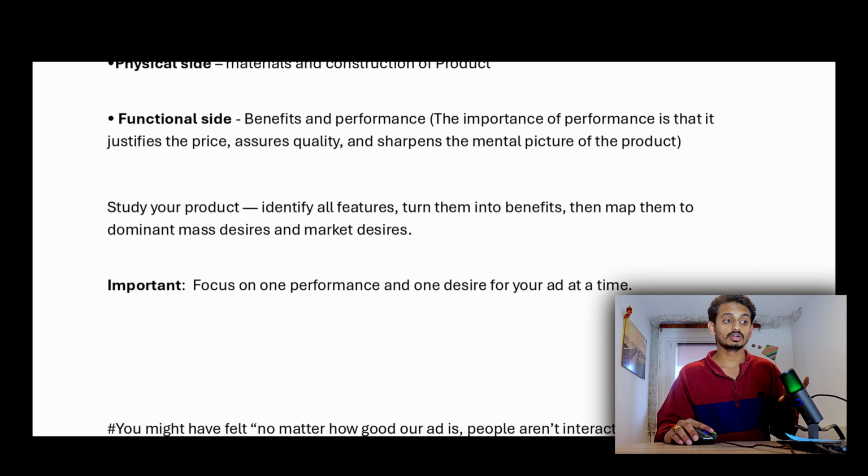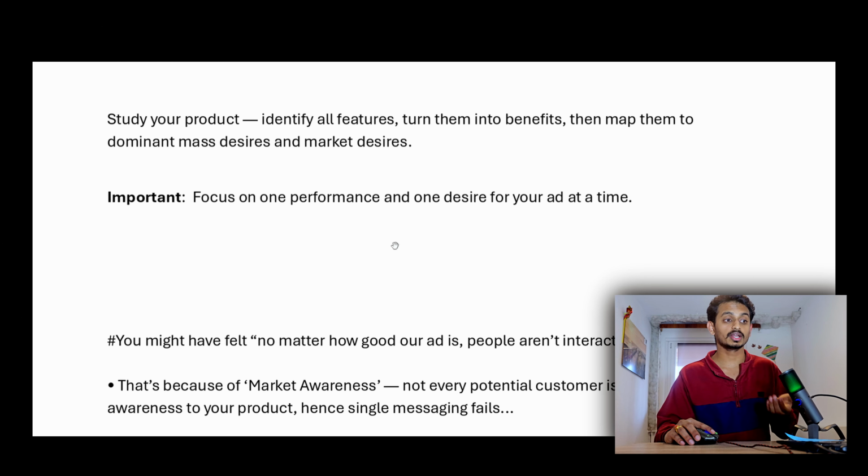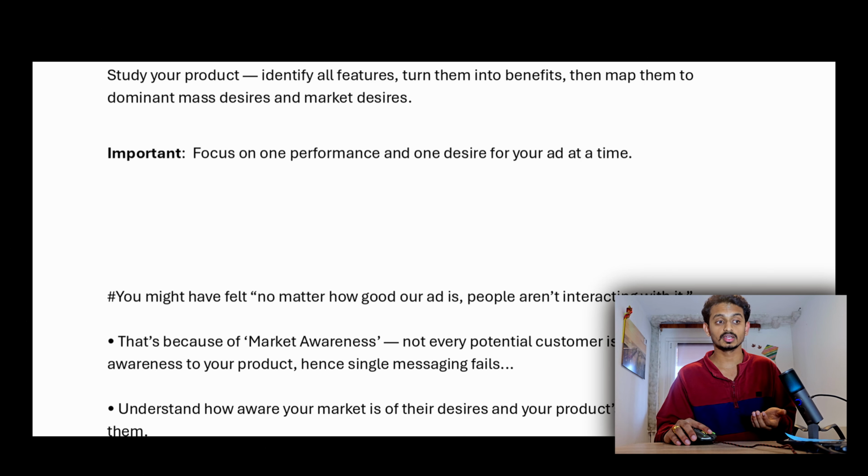One more important thing to focus on here is one performance and one desire for your ad at a time. Do not make an ad that focuses on two performances or two desires. That will just confuse your customer and you won't get any results from this.